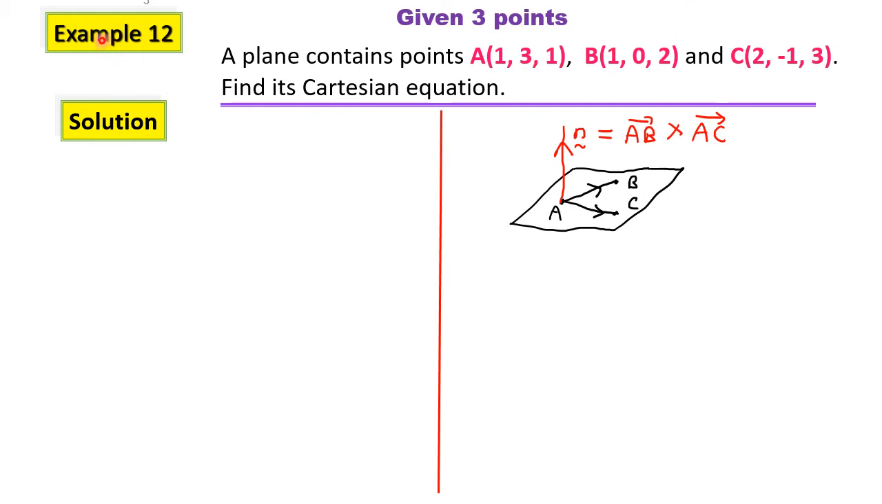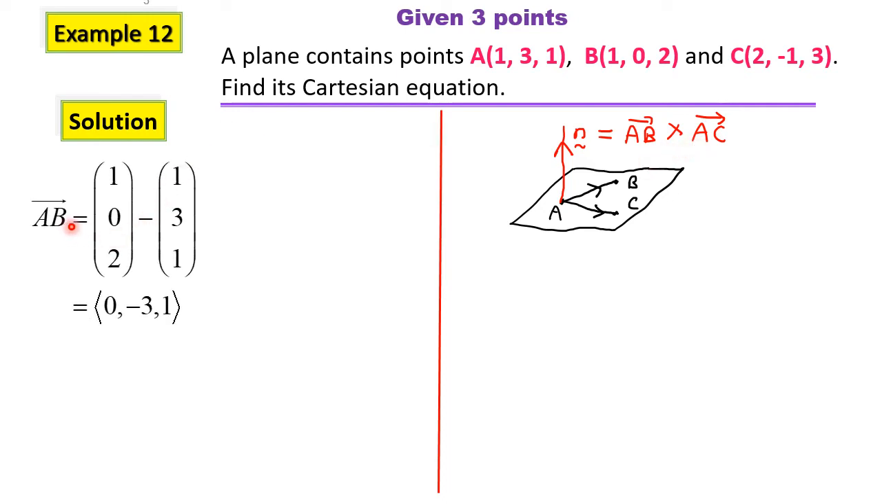Right, next example 12. A plane contains points A, B, and C. So from here we know that the situation in this case is given 3 points. Right, so the question is to find the Cartesian equation of the plane. As you can see from the diagram here, from these 3 points we will form 2 vectors, that is vector AB and vector AC. And then later, to find the normal to the plane, we will take the cross product of vector AB with vector AC.